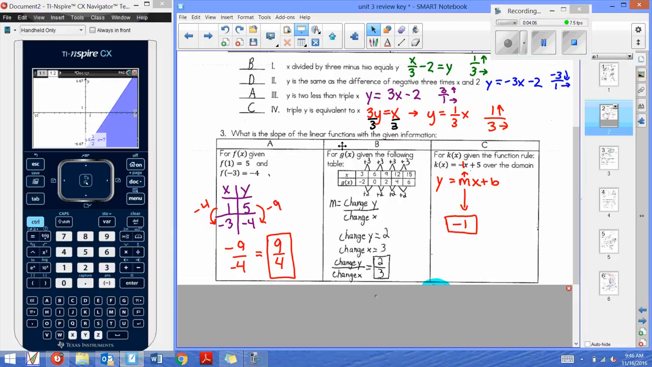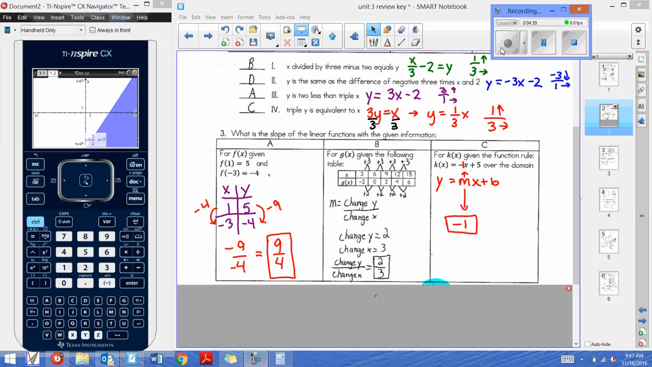But for A and B, you can see that I took the point 1, 5 and actually put it in the table. I input 1, I got out 5. I input negative 3, I got out negative 4. I figured out how my y's changed, I figured out how my x's changed, and change in y over change in x gave me a positive 9/4. It's okay to look at that in a decimal as well. And if you look at 9/4 as a decimal, you end up getting 2.25.